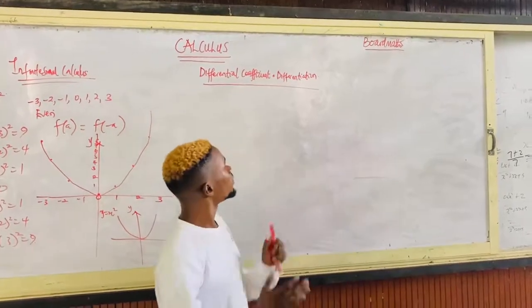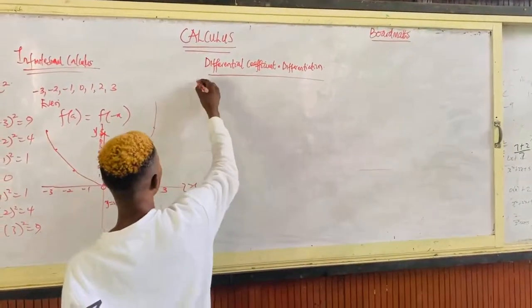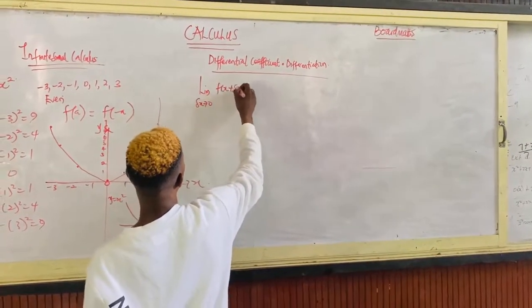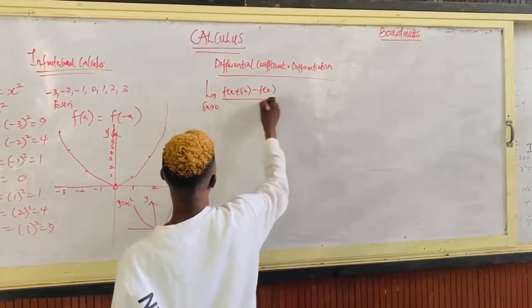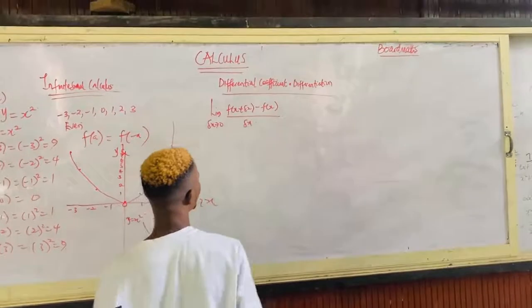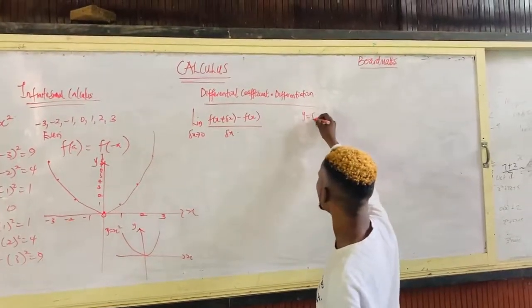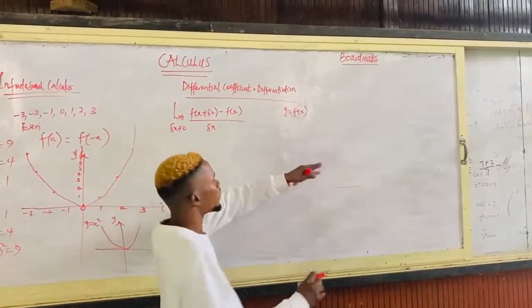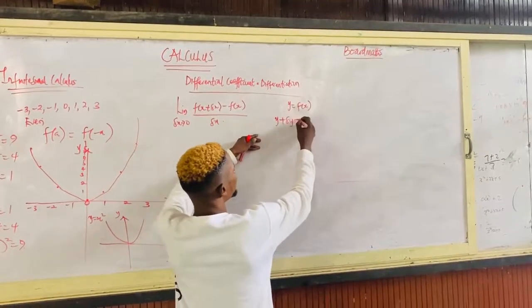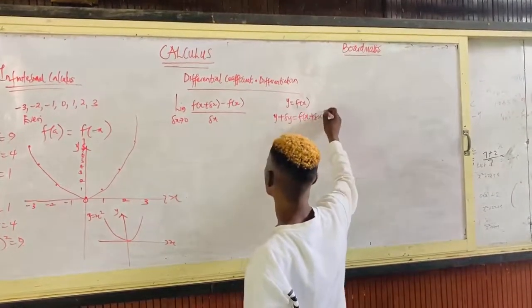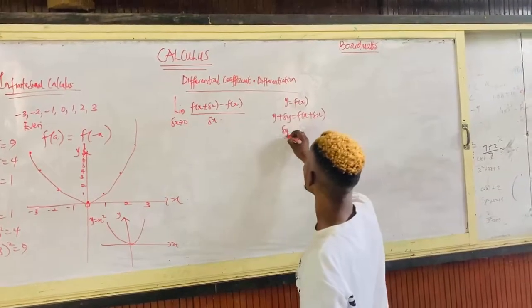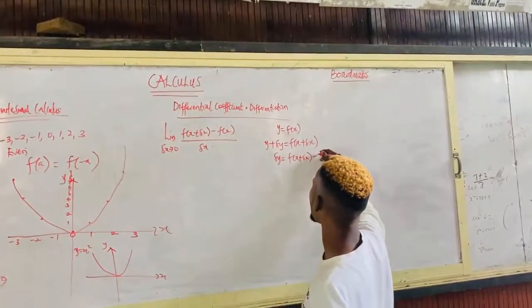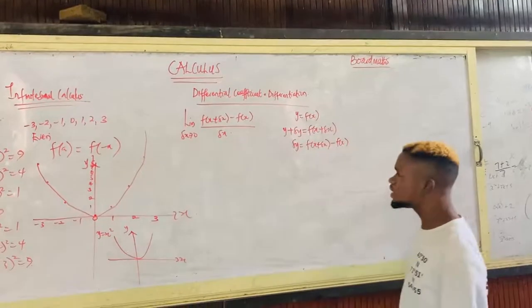Now, the general form of differential coefficient is this: the limit as del x tends to 0 of f of x plus del x minus f of x all over del x. Now let's say y is a function of x. If there's an increment in x, then y receives an increment in y. So y plus del y is f of x plus del x. That's the increment. So del y is f of x plus del x minus y, and my y is f of x.